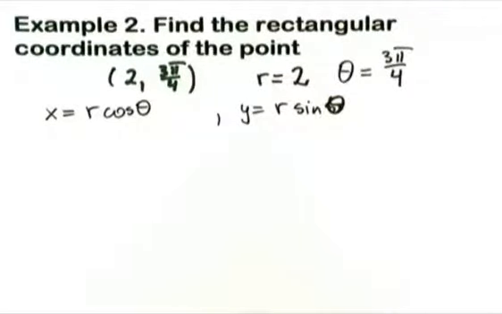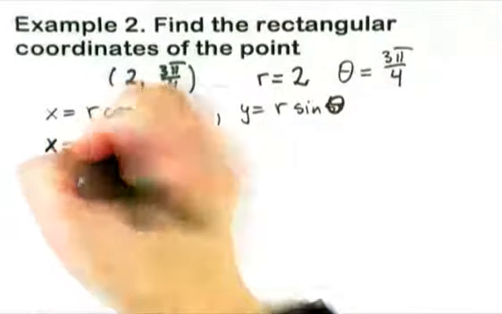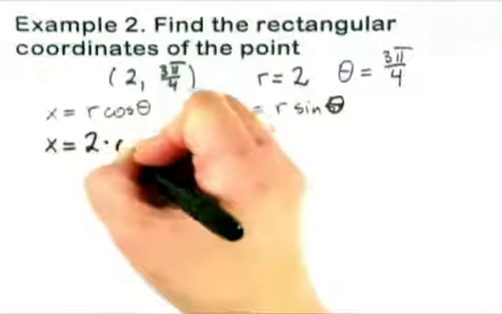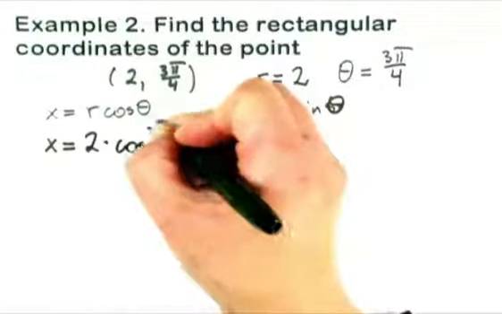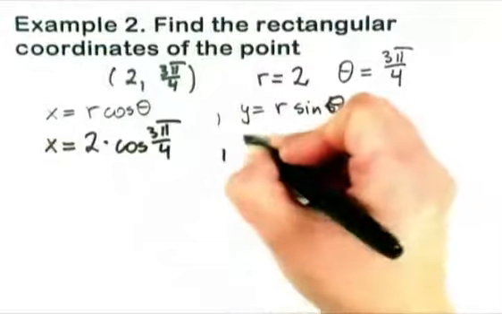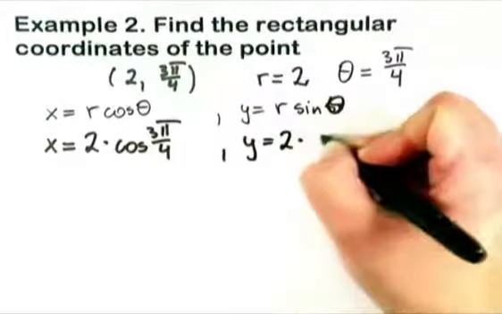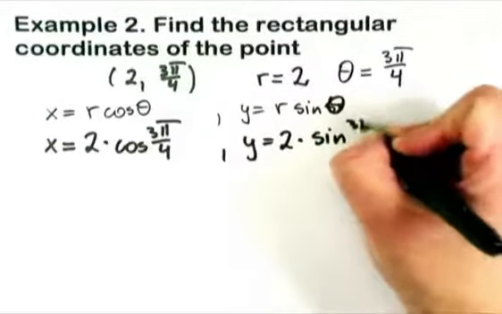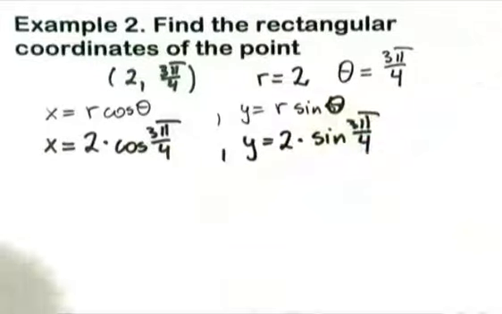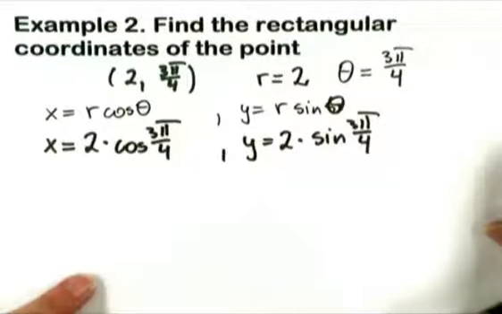So in that case, we can just substitute. x is equal to my r, which is 2 cos 3 pi over 4, and my y is 2 times sine 3 pi over 4. Now we need to find this cos 3 pi over 4. So the best way is to draw the angle.